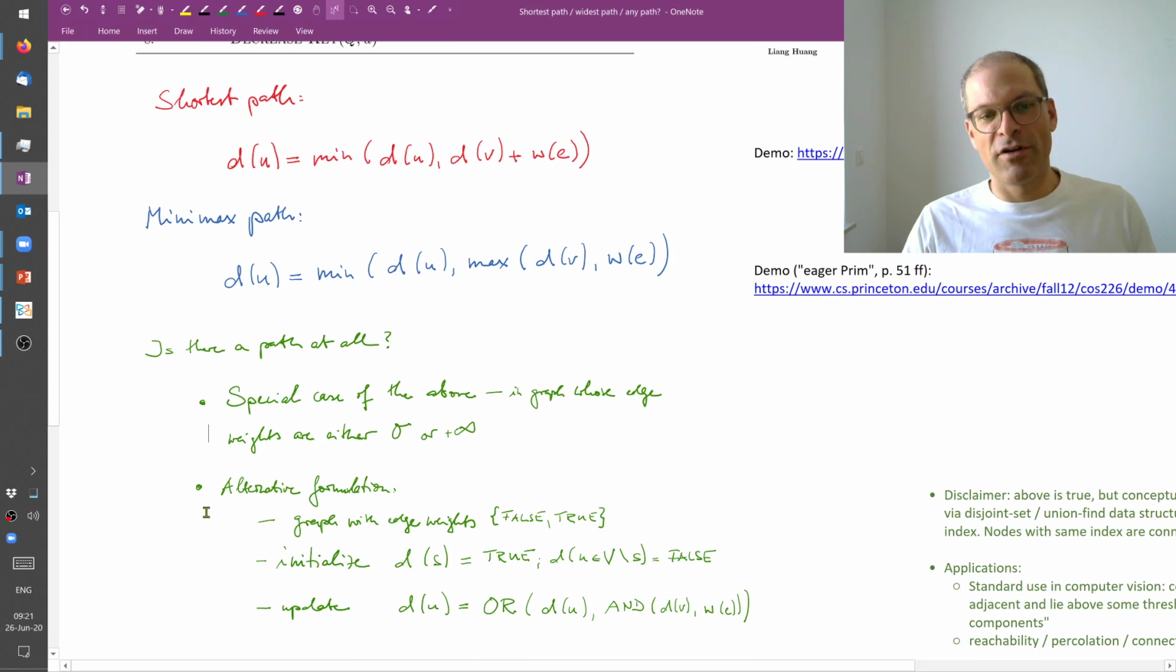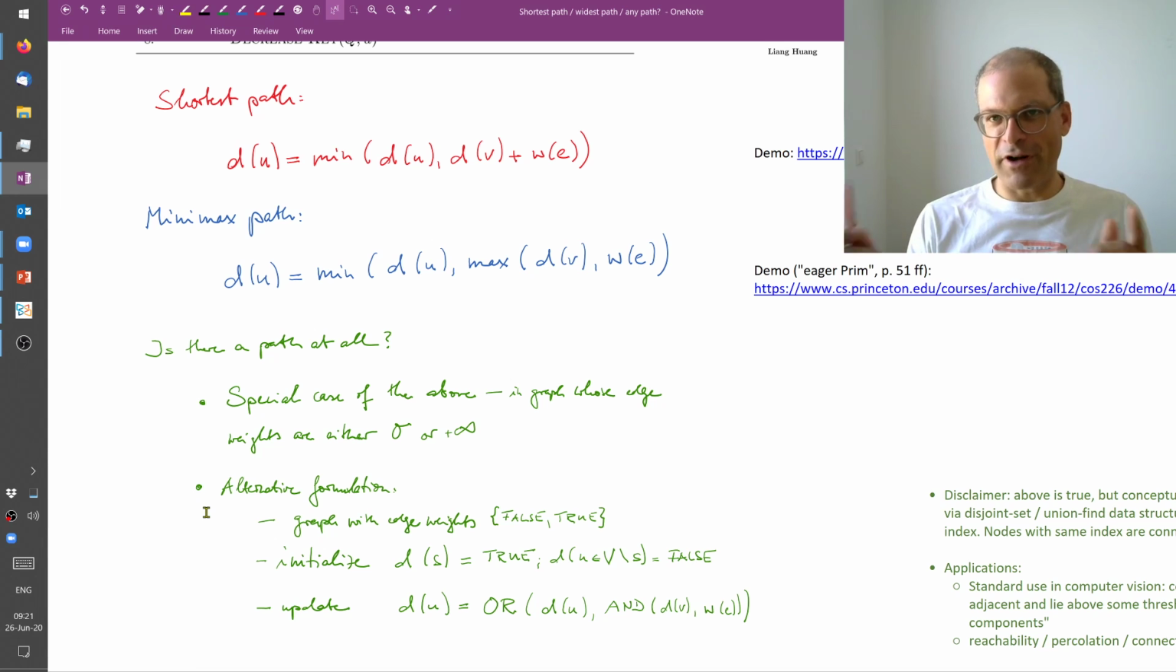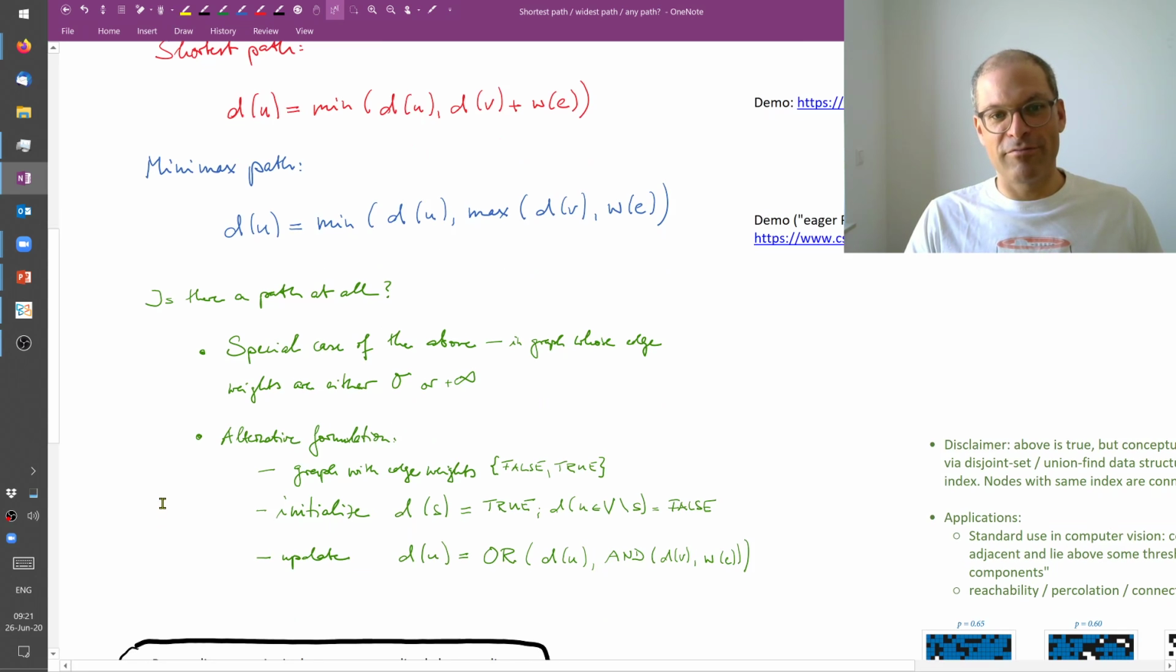Let's create a graph that has edge weights of 0 for edges that exist, and the non-existing edges we could code in a complete graph by assigning a cost of plus infinity to those edges. And then I could work with these costs, or I could also decide to work with Boolean operators here. I could say that the edges are either absent or present, so false or true, in which case I would initialize the source as being true and the rest as being false.